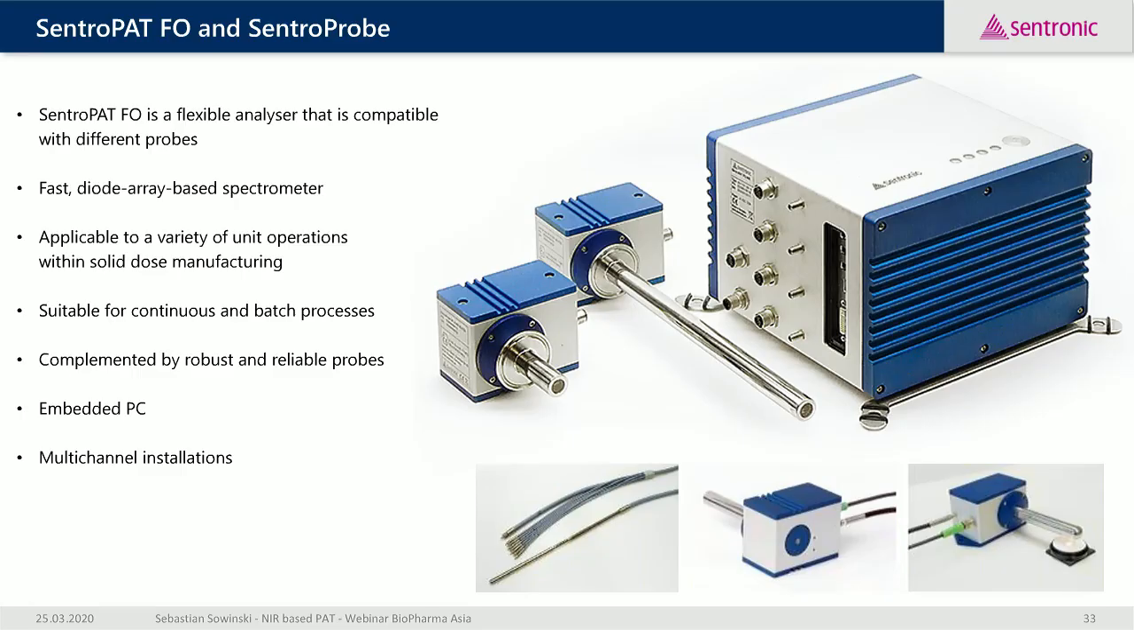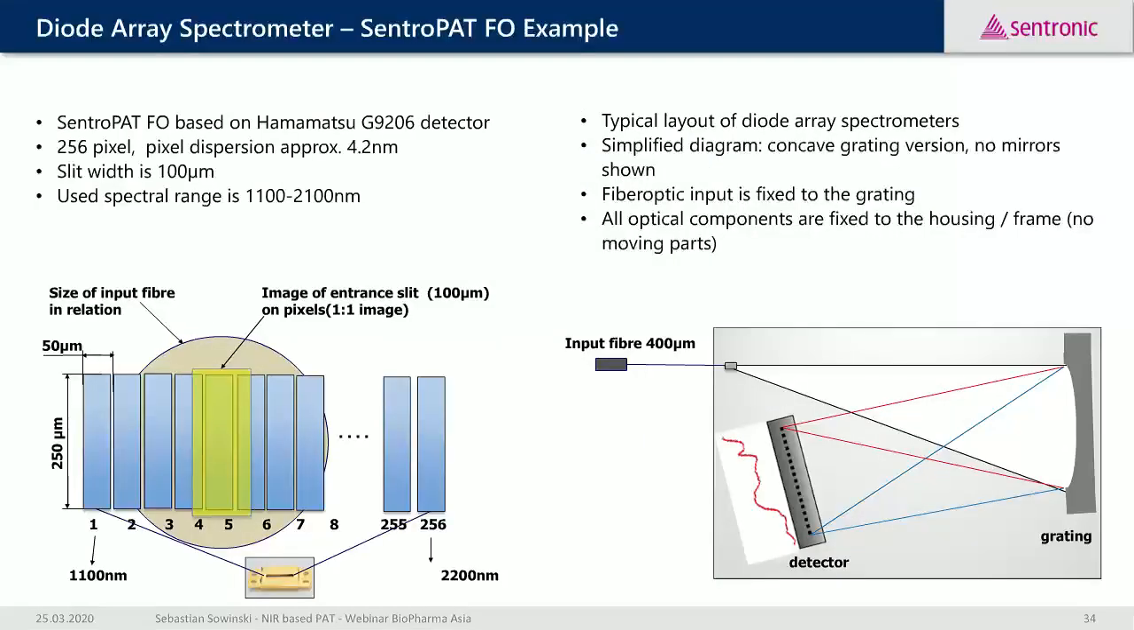And the system itself has an embedded PC, which makes it standalone, independent from external PC hardware or control hardware. It can be hooked up directly into a local area network, into the production IT environment. And the Sentripad FO also has the possibility to be configured as a multi-channel system, which allows it to monitor different measurement positions, measurement ports within a line.